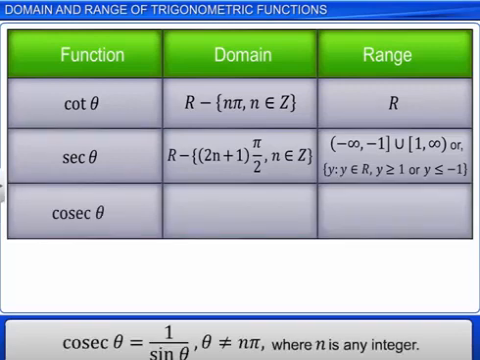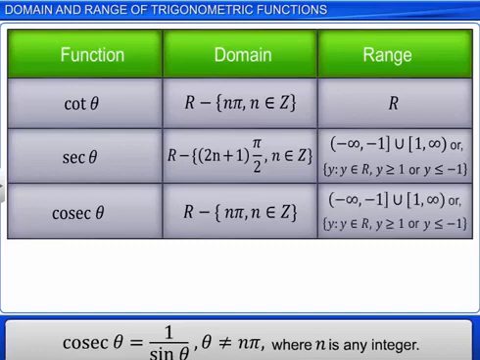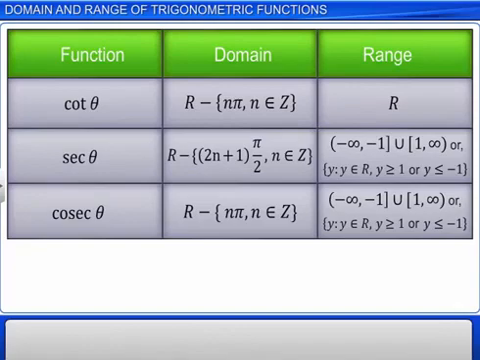Cosecant theta is defined when theta is not equal to n pi, where n is any integer. Thus, the domain is the set of real numbers not equal to n pi, where n is any integer. And the range of cosecant theta is the same as secant theta.